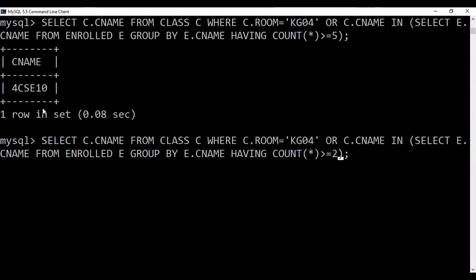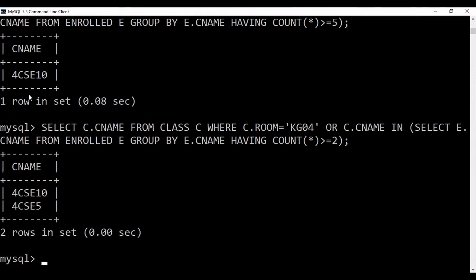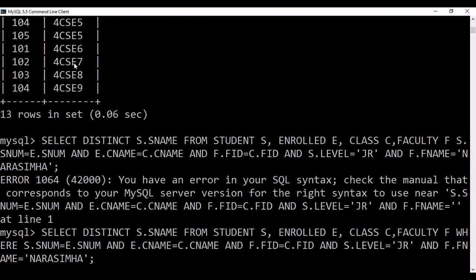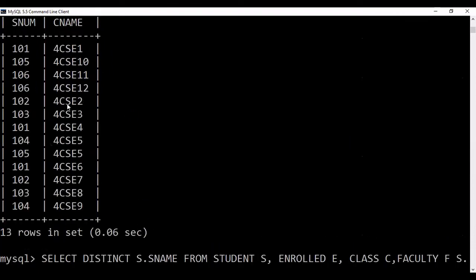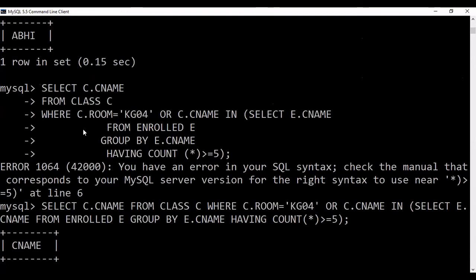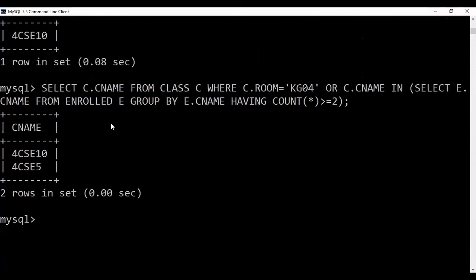If I change, not only do I get 4 CSE 10, you can see here I'm getting 2. 4 CSE 10 I'm getting from this first condition KG4, and greater than or equal to 2 I'm getting 4 CSE 5, because this is the course that is assigned to 2 or more students. And for 5 or more, there is no course that is assigned with 5 students. So maximum 2 to 3. In this way you can write and start practicing. So this is the second query.